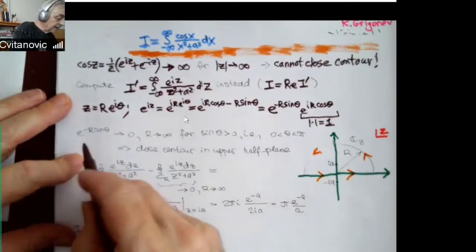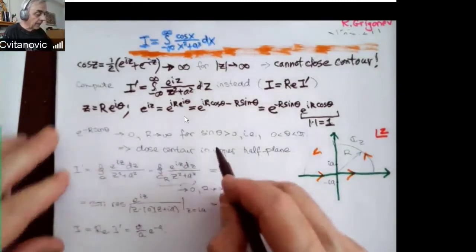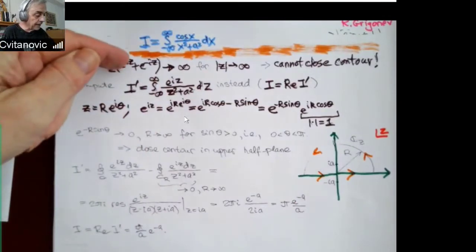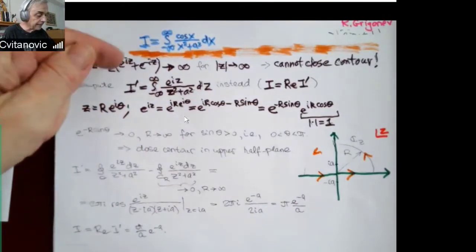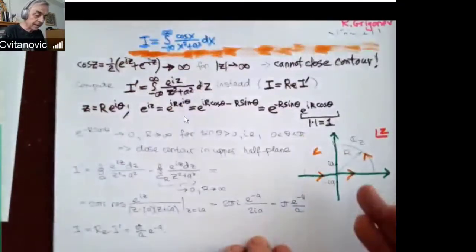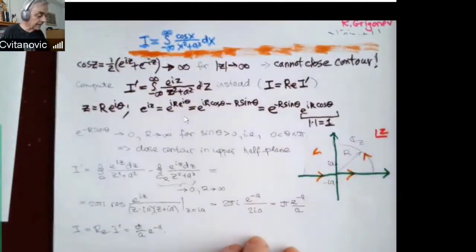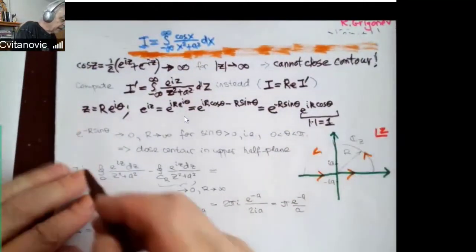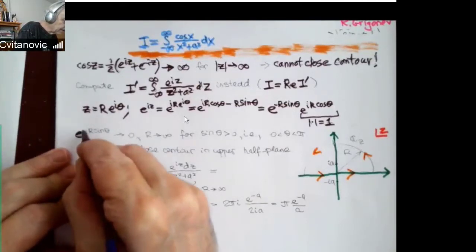Now, when we were looking at both e to the iz and e to the minus iz, either one or the other one is exploding depending on whether we went into the upper or lower half plane. If we had an imaginary number, now we only look at one of them.